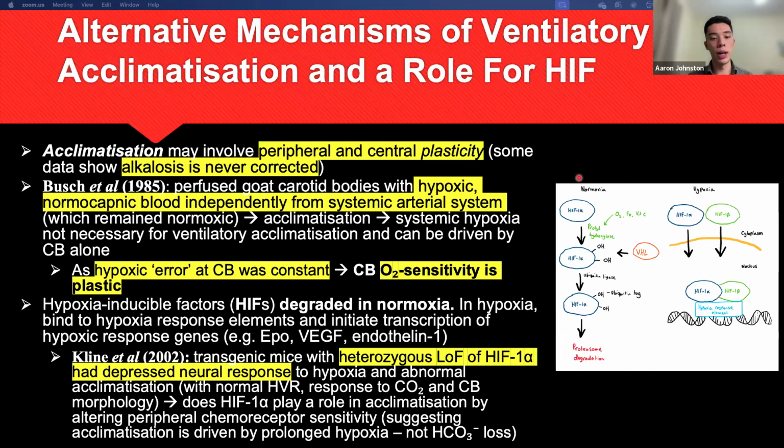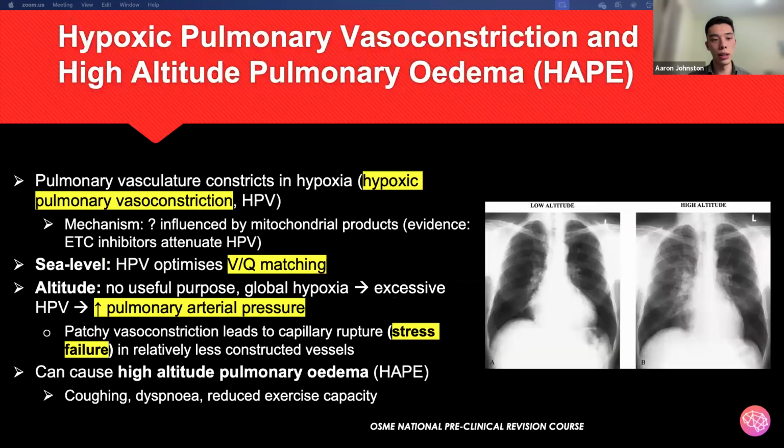And if we look at mice that have loss of function of HIF-1 alpha, so reduction in this axis, they have a depressed neural response to hypoxia and abnormal acclimatization, which suggests that HIF-1 alpha may play a role in acclimatization, perhaps by altering peripheral chemoreceptor sensitivity. This suggests that acclimatization is driven by hypoxia rather than the change in the error signal experienced by the central chemoreceptors, which the textbook would tell you is due to the loss of bicarbonate at the level of the kidneys.